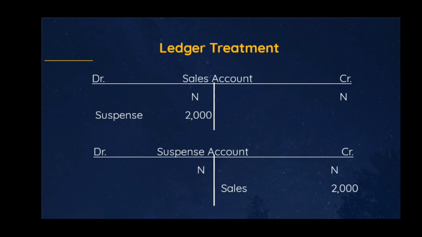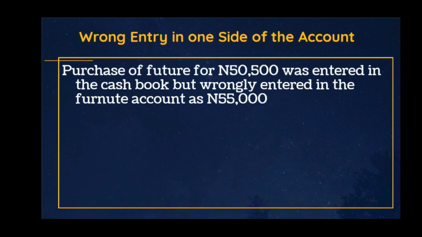So let's look at this one. Wrong entry on one side of the account, just like I said. The error can also come from posting, a situation whereby a wrong figure is entered in one of the accounts. It will surely lead to overstating or understating the amount. Let's take this example. Purchase of furniture for 50,500 naira was entered in the cash book but wrongly entered in the furniture account as 55,000 naira.